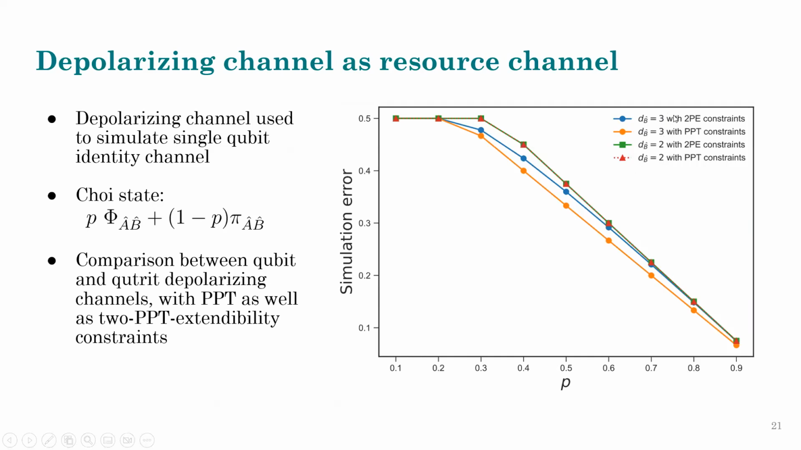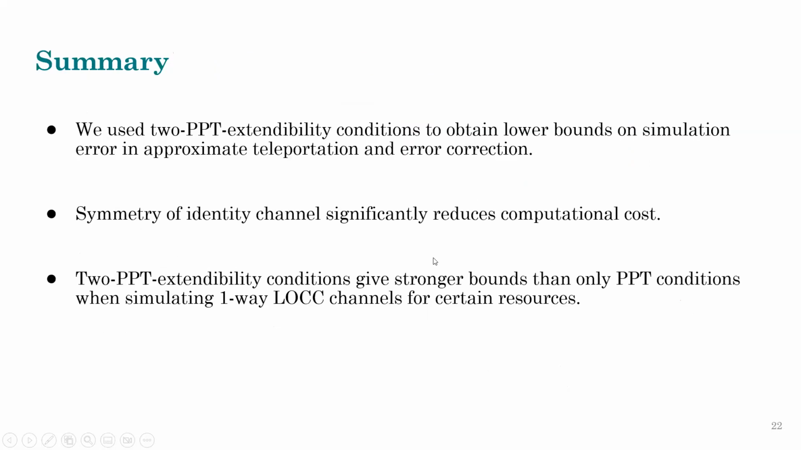But if you use a three-dimensional depolarizing channel to simulate a qubit identity channel, then the two-PPT extendability constraints perform better than PPT extendability constraints, and they give us a tighter bound. So to summarize, we use two-PPT extendability constraints, and we obtain lower bounds on simulation error for approximate teleportation and approximate quantum error correction. We use the symmetries of the identity channel to significantly reduce computational cost.